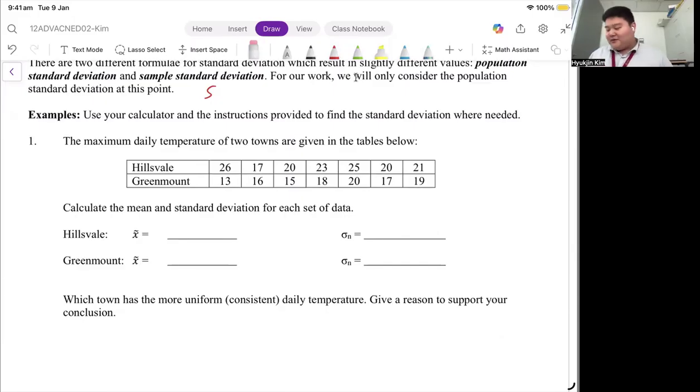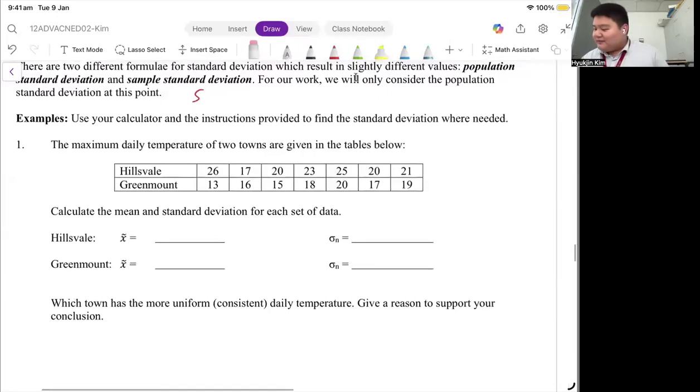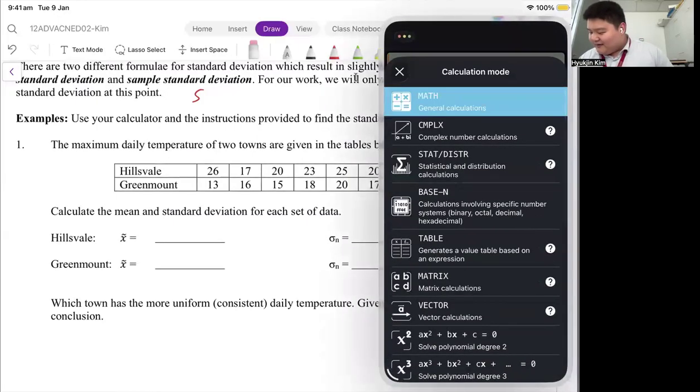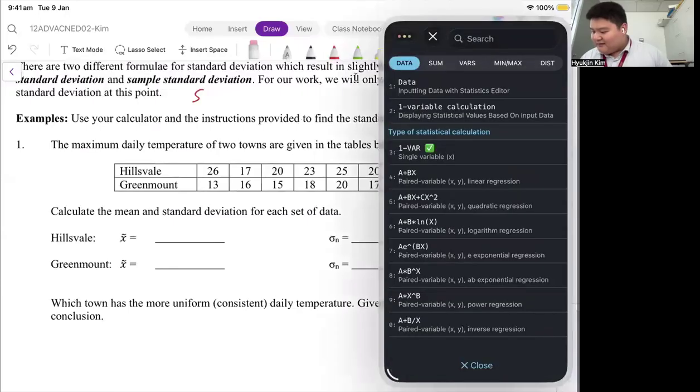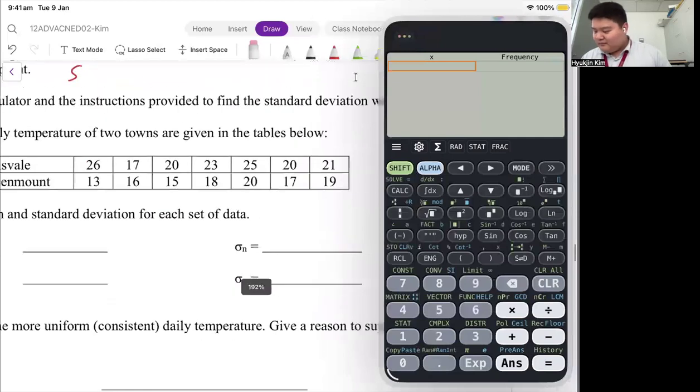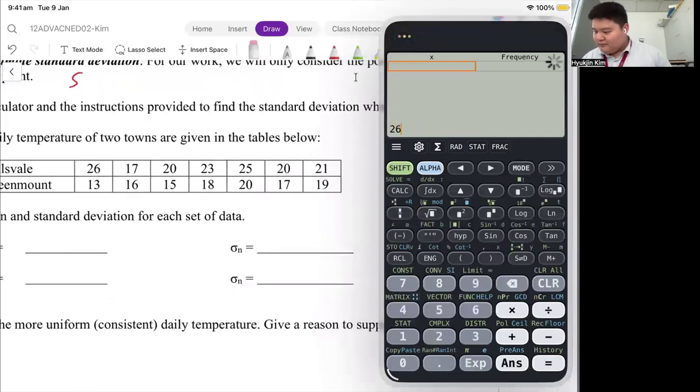The maximum daily temperature of two towns are given in the tables below. Now, I personally haven't done statistics on this calculator before. I don't know if it's going to be very different though. Yep, single variable. I don't know if the sound of this calculator goes towards yours as well, but it's very meditating.